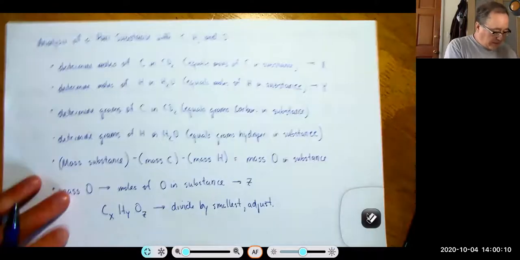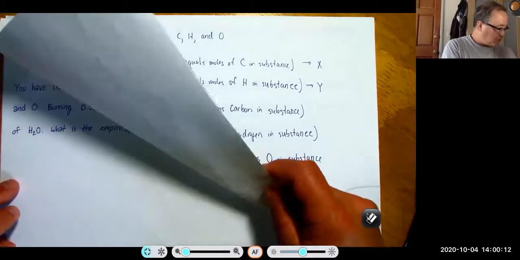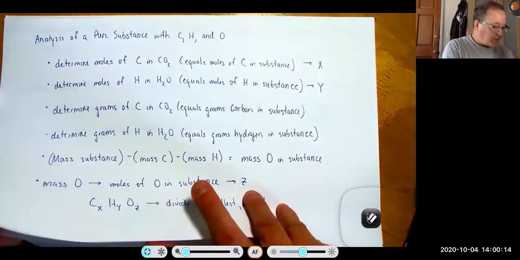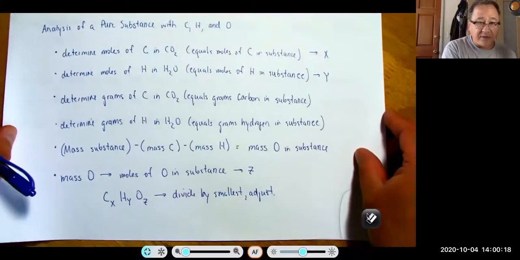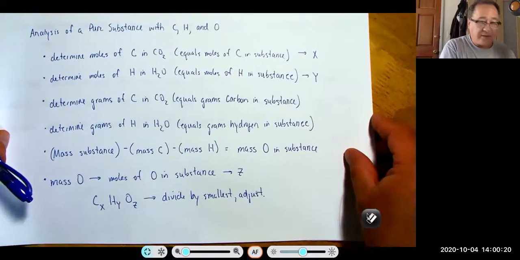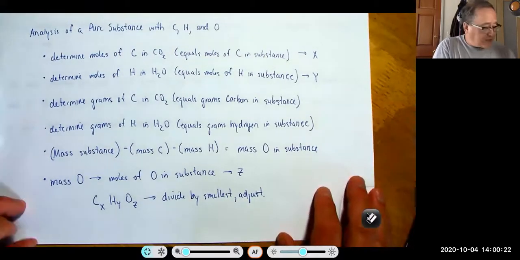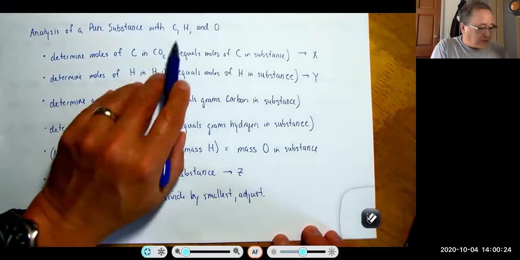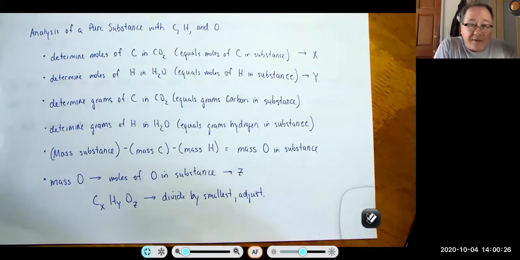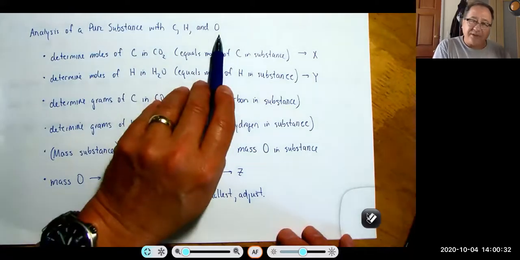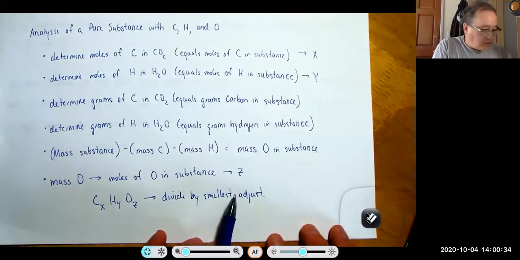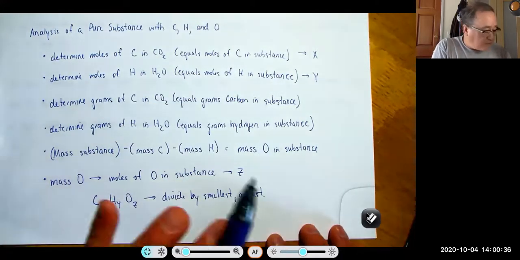Now, I have one more problem here that we're going to do for the rest of this particular part of the lecture. So this will be the end of part 1 here. So how do you analyze a pure substance with carbon, hydrogen, and oxygen? And the answer is you combust it again and you get CO2 and H2O. But oxygen puts a little twist in the plot. So it does not affect what we do at first.